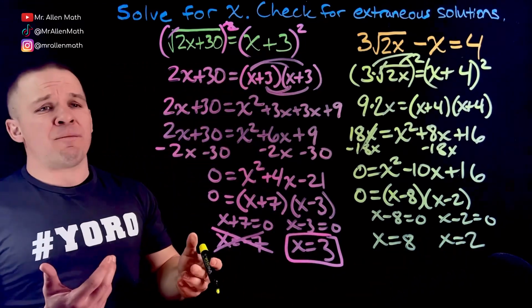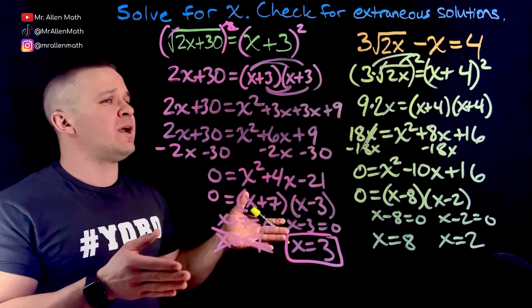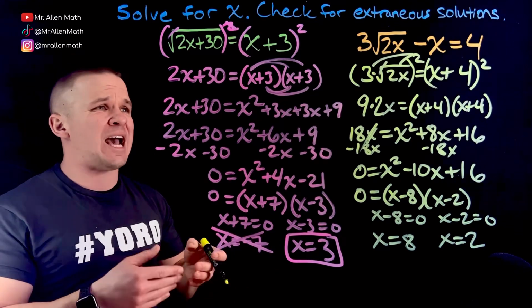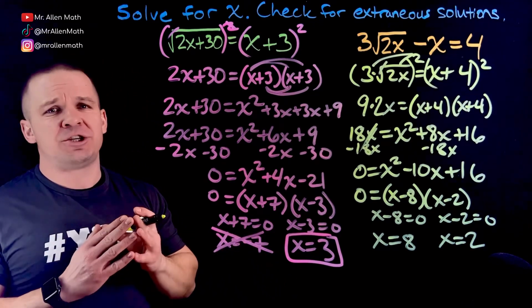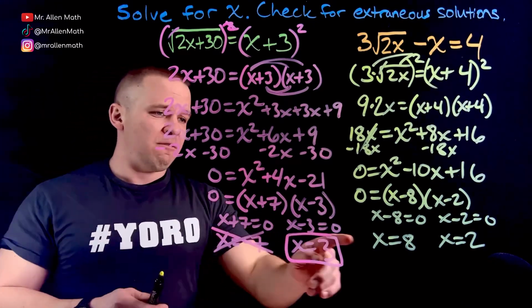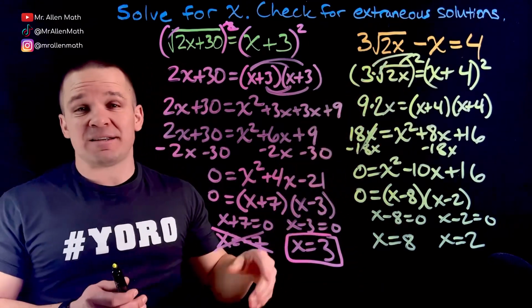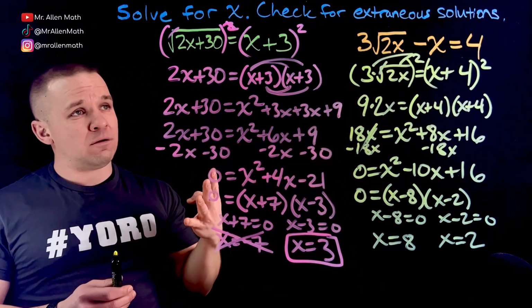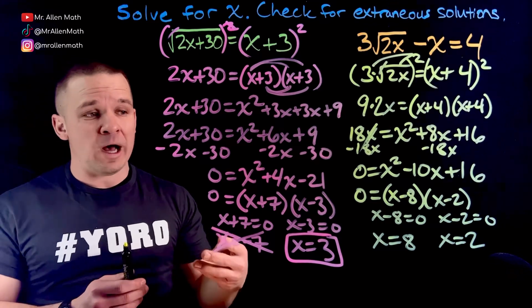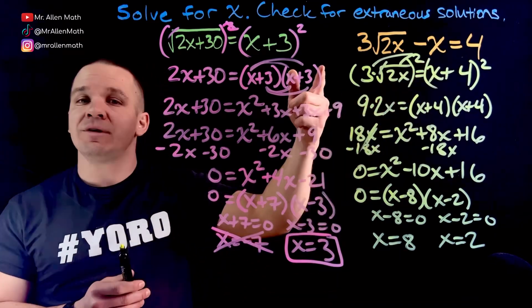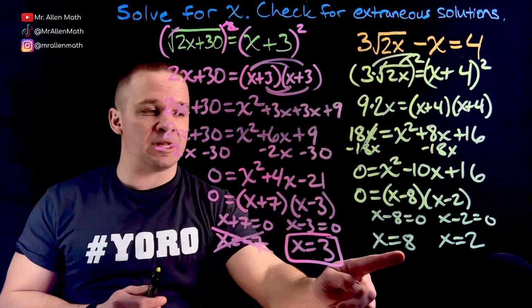Now, you might be thinking, hey, we got two positive numbers. No big deal. I don't need to check for extraneous solutions at all. We still do want to check to make sure things work out. If I plug in 8, 2 times 8 is 16. Square root of 16 is 4. 4 times 3 is 12. 12 minus 8 is 4. So this one checks out. We're good there. How about the 2?